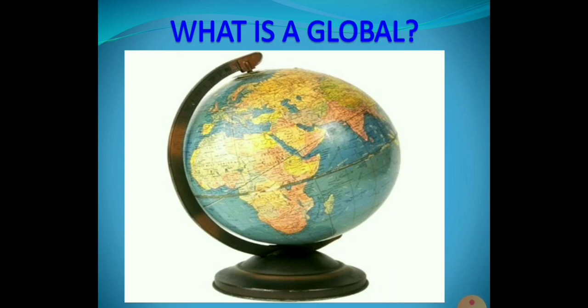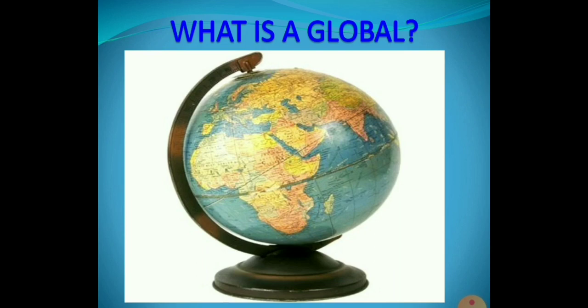Next point, what is a globe? A globe is a simple and accurate model of the earth. It shows the distribution of land and water on the surface of the earth. We can also see the correct shape, size and location of the continents and oceans on a globe.